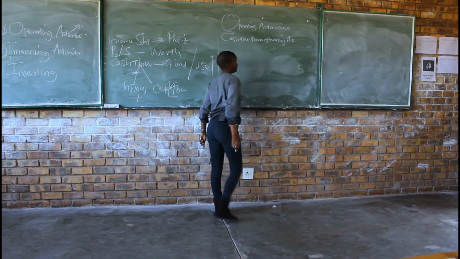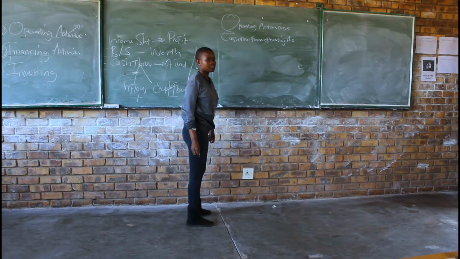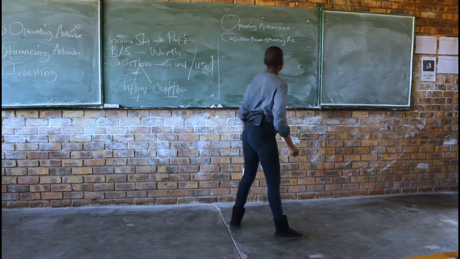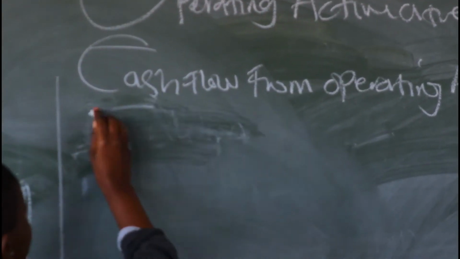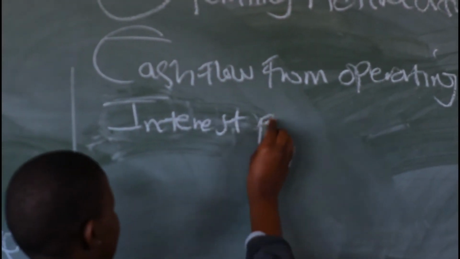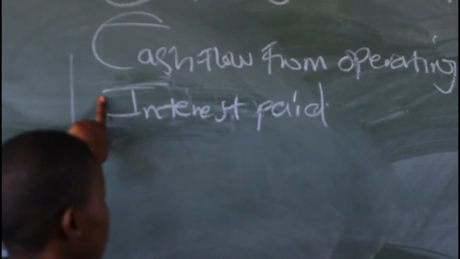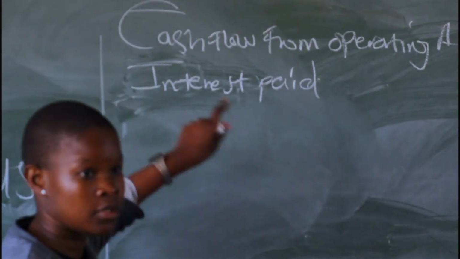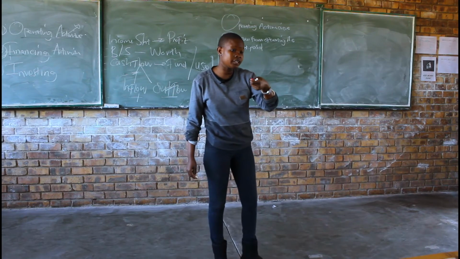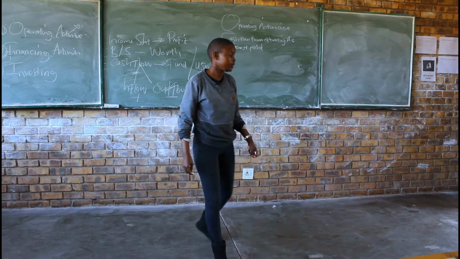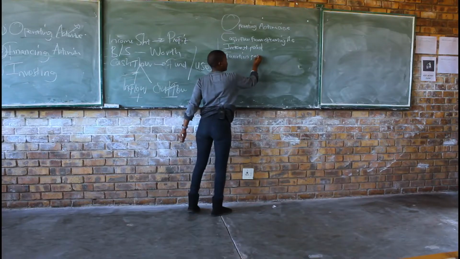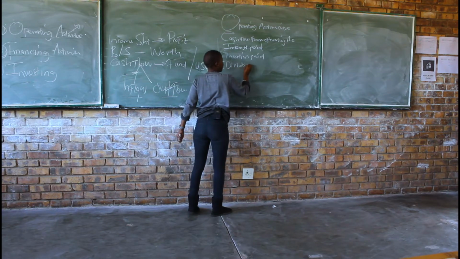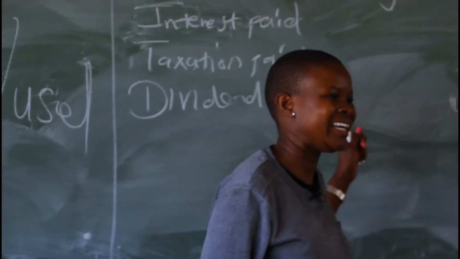What comes after? Interest paid, taxation paid. And then this one I'm going to show you. Most of the time, they spoon feed you the answer. But if they didn't give you an answer, you need to figure that out. Interest paid, and then taxation paid, and then dividend paid, meaning the money.